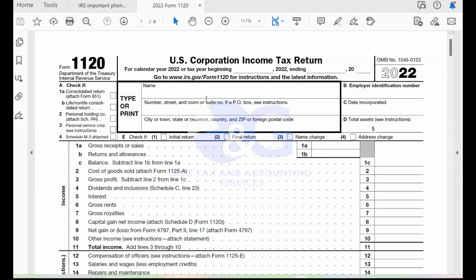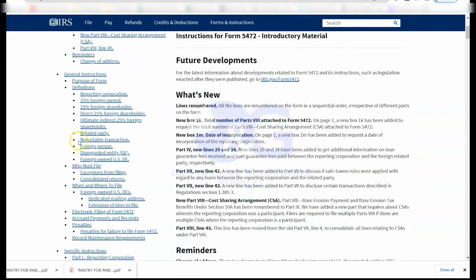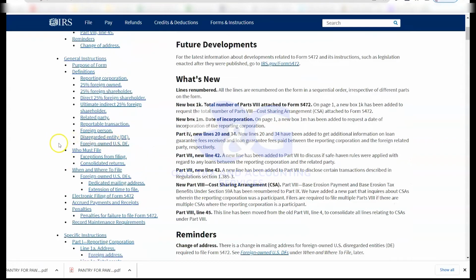If this is your first time completing these forms, you probably wouldn't know where to start. So let's read into the instructions a little bit and figure out what the IRS is asking us to do when it comes to a foreign-owned U.S. Single Member LLC completing this form. First, you scroll to your left-hand side and look for foreign-owned USDE here.